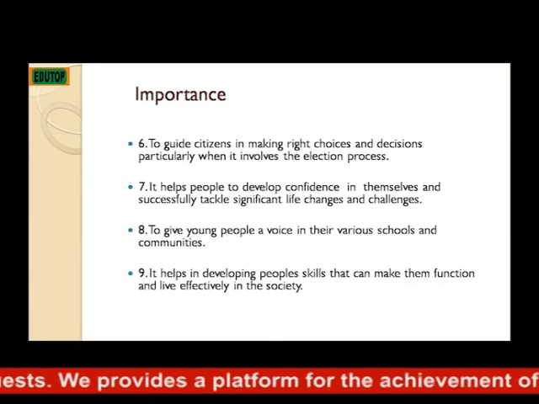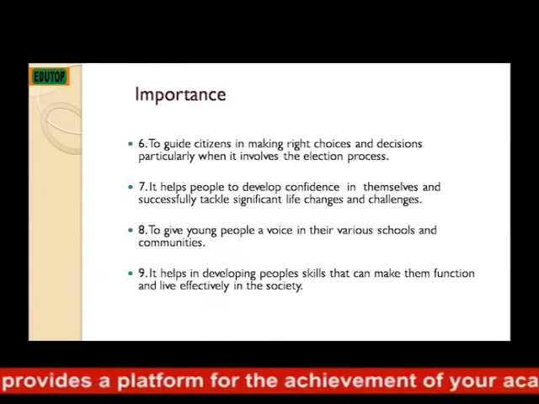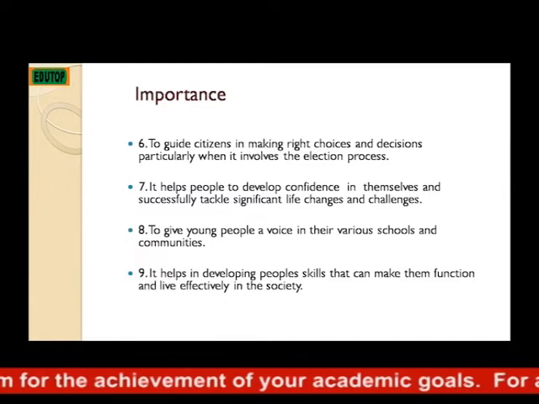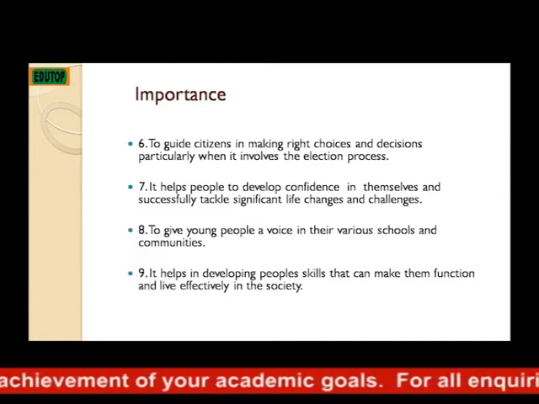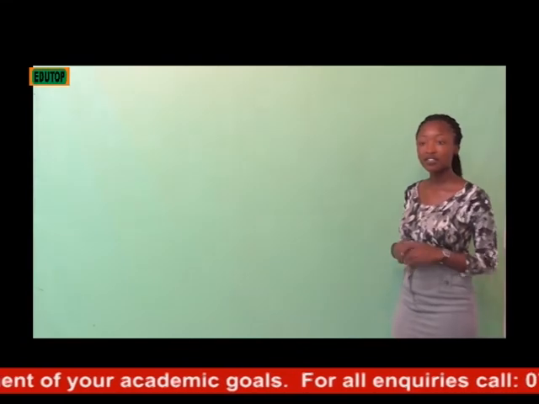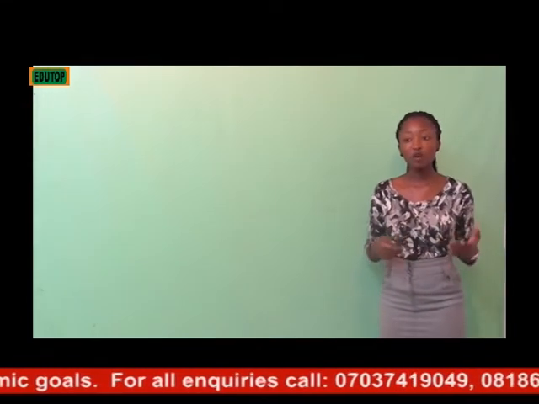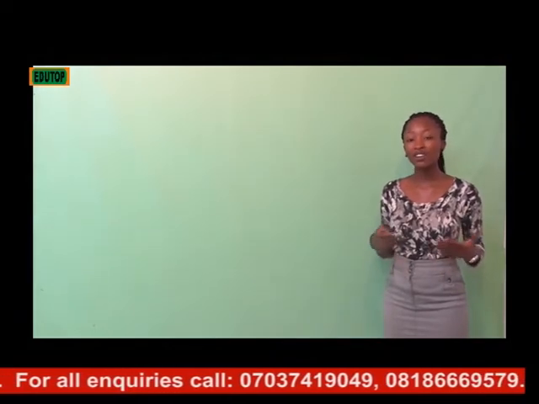7. It helps people to develop confidence in themselves and successfully tackle significant life challenges and changes. That is, individuals develop this confidence when they come in contact with citizenship education. They develop the confidence in themselves and also to be significant in life, and also to adjust to different challenges and changes that life brings.